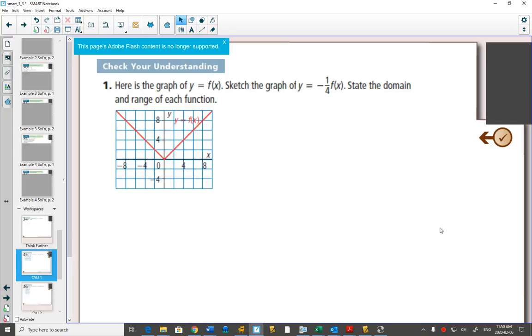So the first thing I want you to notice, can you see that it is outside the function? That negative 1/4 is outside the function. And then I might make a note here. I'm going to take my y values and multiply by negative 1/4.